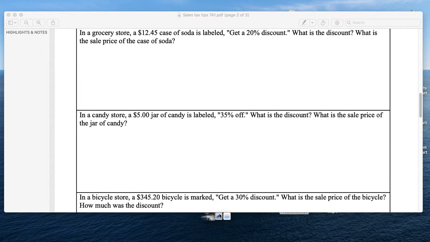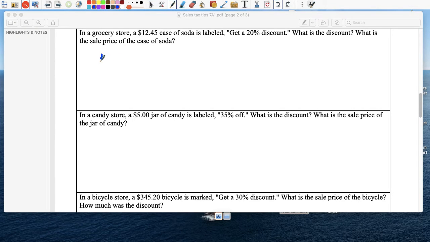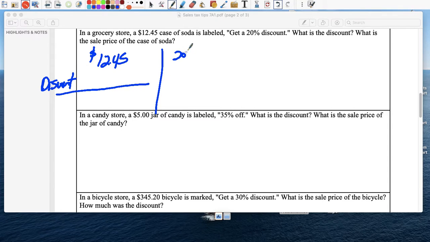Again, another discount. 12.45. We need a discount, 20%. Sorry, so it's a 20% discount. Change that to 0.2. We're going to multiply that by 12.45, and we get $2.49. So here's my discount, $2.49.